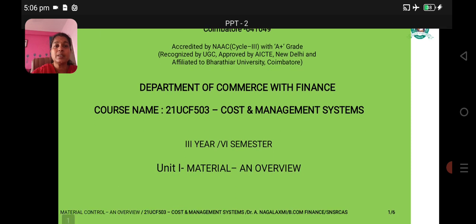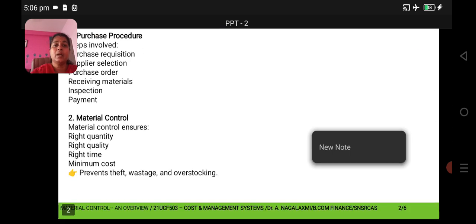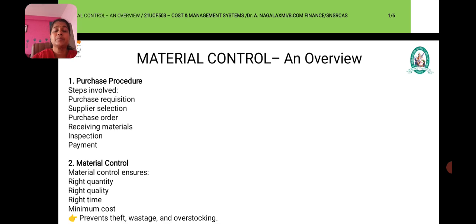It's my pleasure in making an explanation for the topic Material and Overview under the course Cost and Management Systems. Now we are into the overview of cost control. First, we should know what is purchase procedure and what are the steps involved in purchase procedure. So, material means the raw material which is a very important and a basic item needed for production.